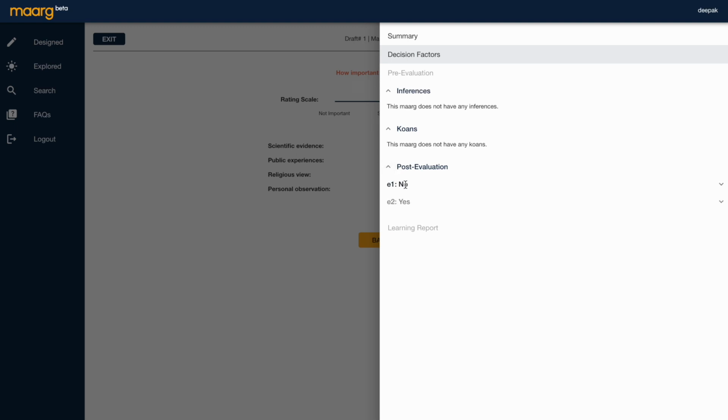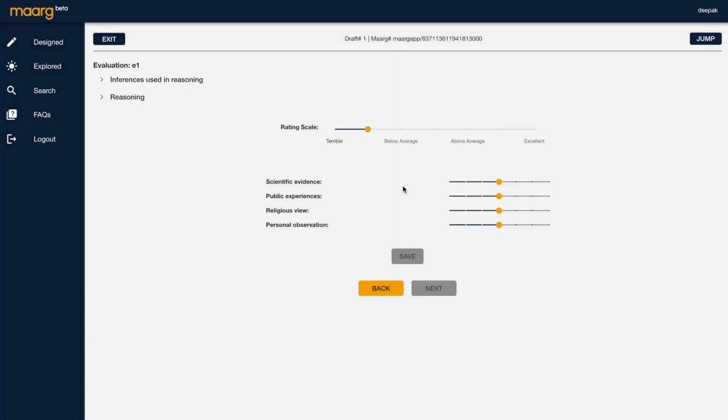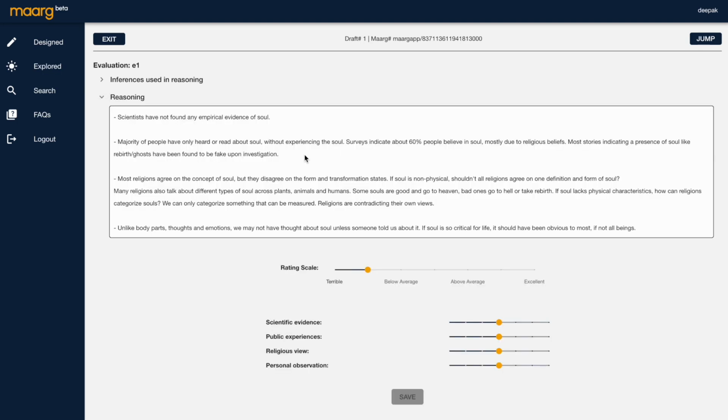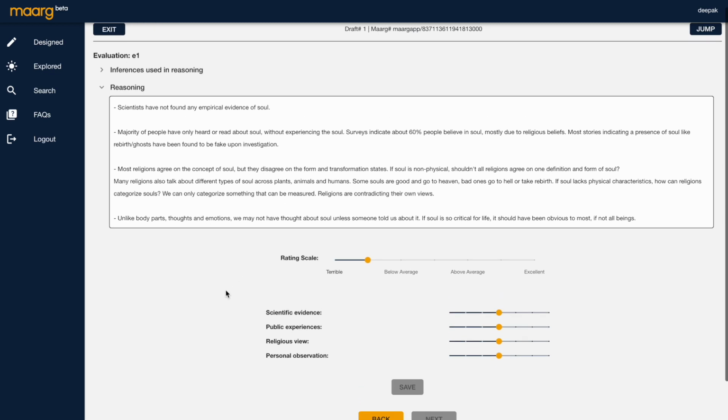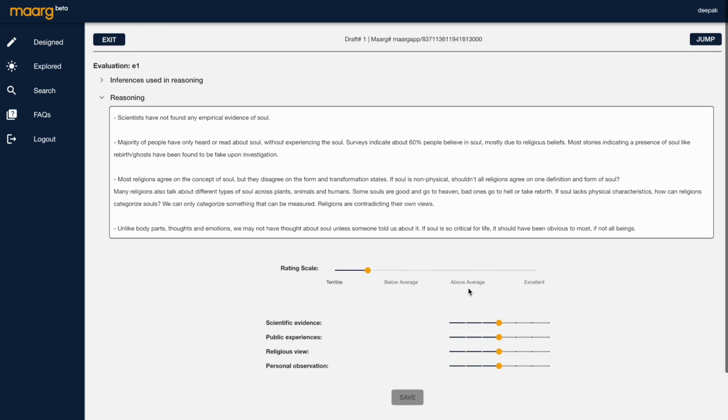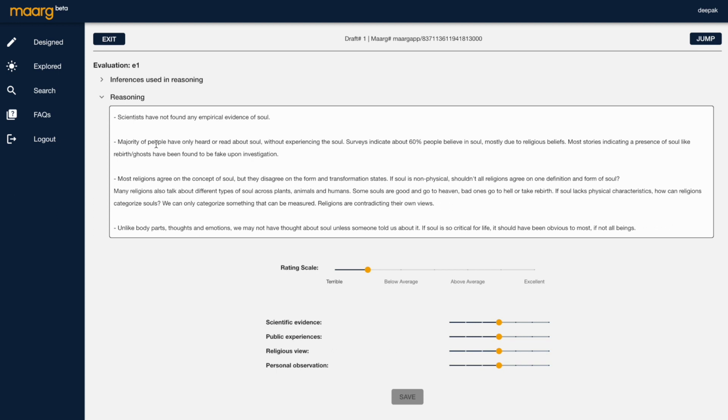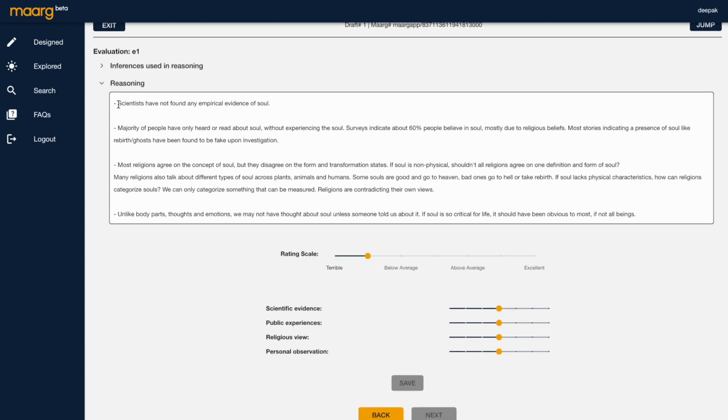And finally, we are in the post-evaluation section, which means that this is the time we will get to see how the author has argued for each evaluation. So for example, right now we are looking at the evaluation E1, which is no, souls do not exist. Now over here, for each of the four factors, there are certain reasonings that the author has tried to write about. And again, you may or may not agree with these arguments, but this is what the author thinks.